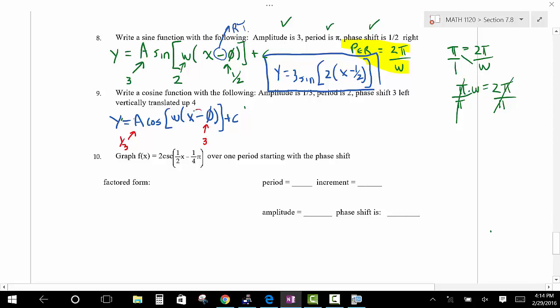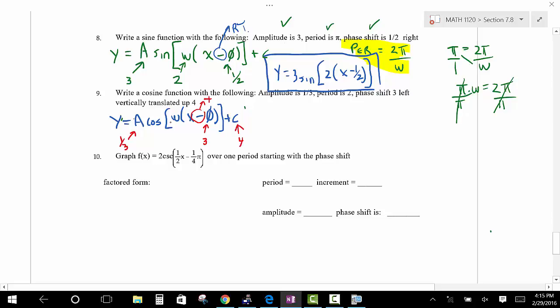Now what's that going to do to this since it's a left phase shift? It's going to be plus, okay? Right? Now it's always backwards of the way it seems to students. I understand that, but phase shifting left, you got to have a plus sign there, okay? All right, I also said that you're translating up 4, so the 4 is going to go there, okay?